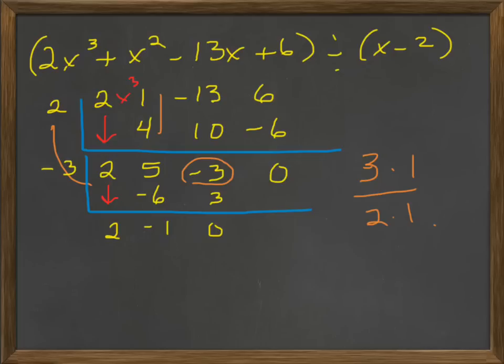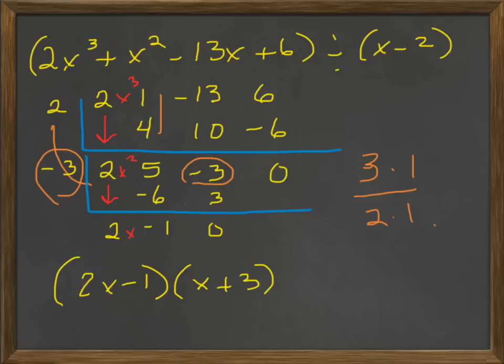So since this was an x to the third, this is an x squared, the final term is going to be an x. So my three factors are 2x minus 1, x plus 3, which comes from the negative 3 that we divided by, and x minus 2, which comes from the initial division. If you multiply these three factors together, you would get the first polynomial.